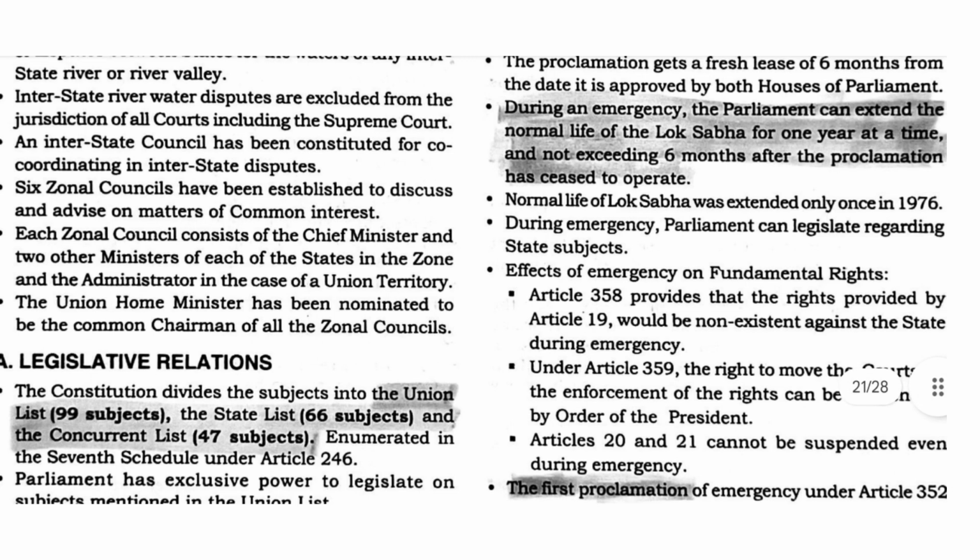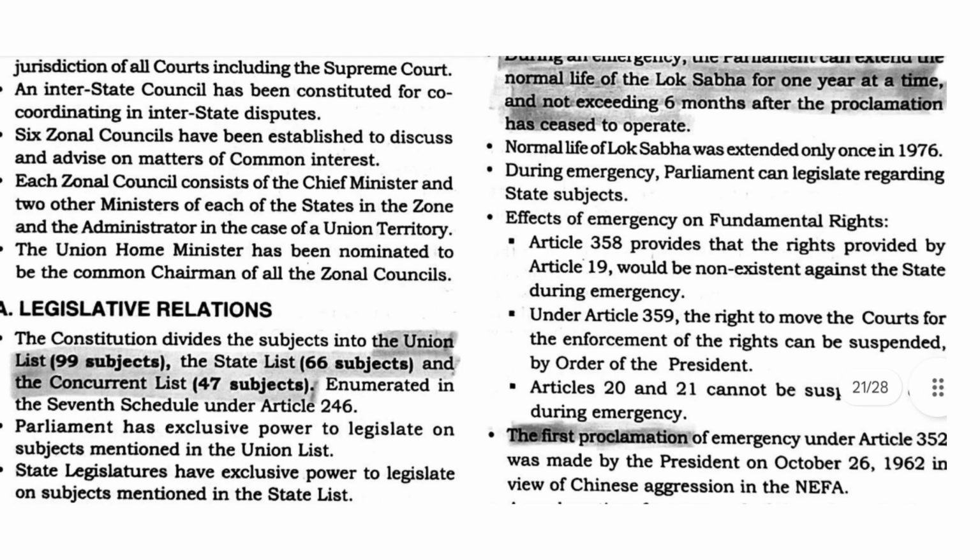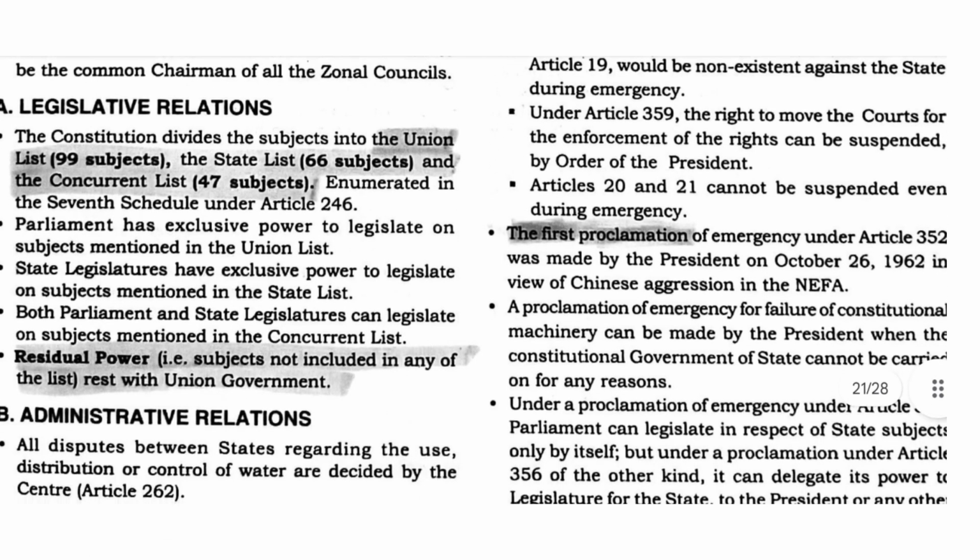6 zonal councils have been established to discuss and advise on matters of common interest. Each zonal council consists of the chief minister and 2 other ministers of each of the states in the zone, and an administrator in the case of a union territory. The Union Home Minister has been nominated to be the common chairman of all the zonal councils.